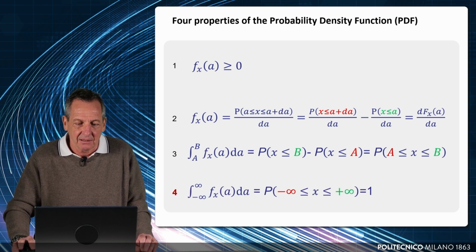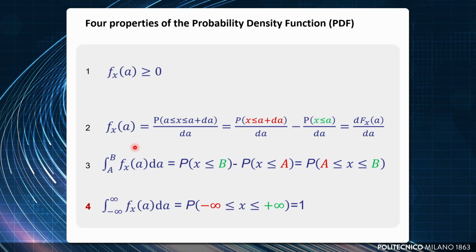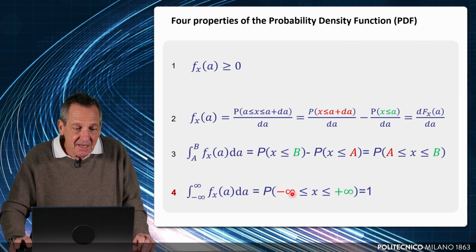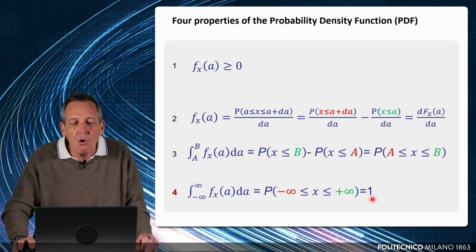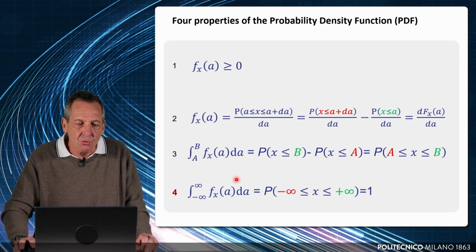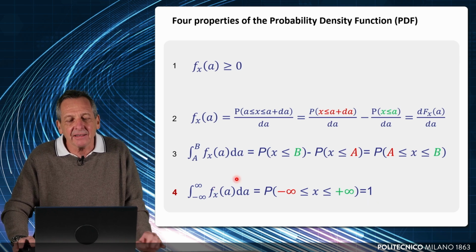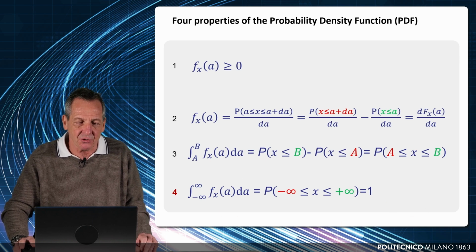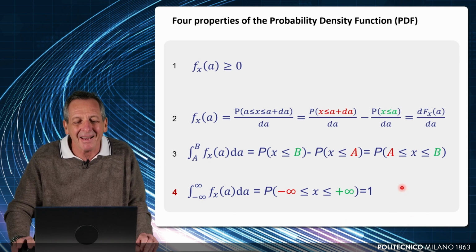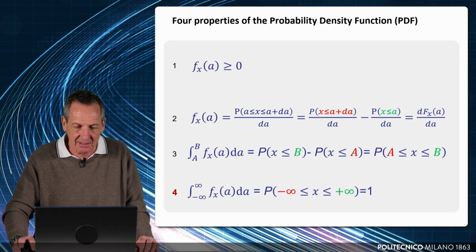The last property is an obvious consequence of the third one. The probability that the variable x is within the interval minus infinity to plus infinity is 1. And this means that the integral of the probability density function is always 1. Or if you want, the area under the probability density function is 1. Remember, this property is quite useful to avoid errors in computation of probabilities.